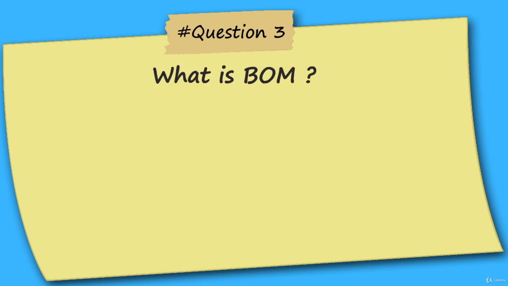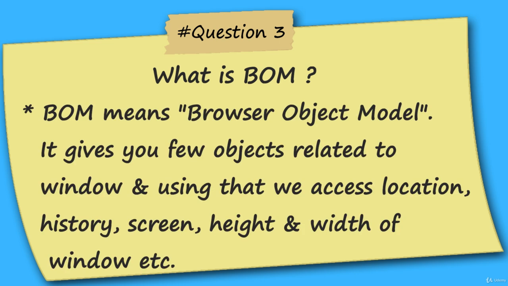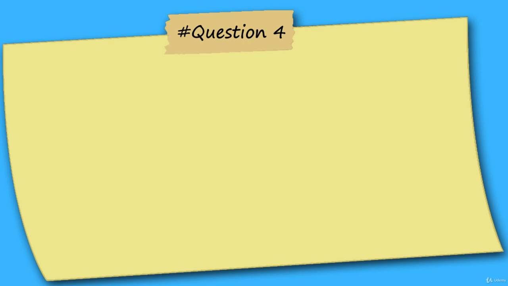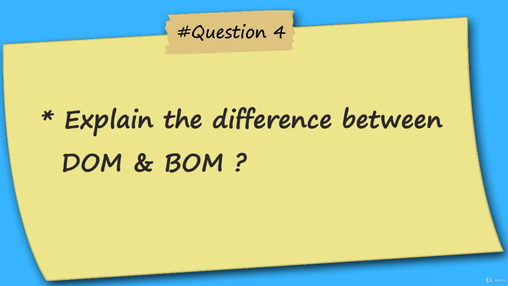Next question is, what is BOM? That is browser object model. So it is basically giving you few objects related to window, and using that we access location, history, screen, the height and width of window, etc. So BOM actually refers to the window elements only. The next question can be, explain the difference between DOM and BOM. So you already know now.